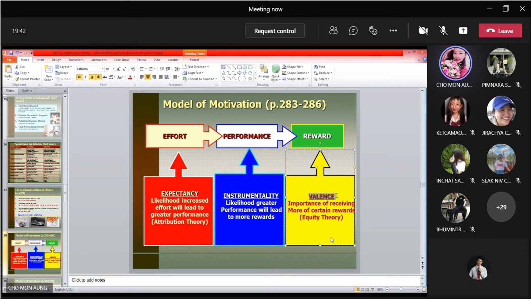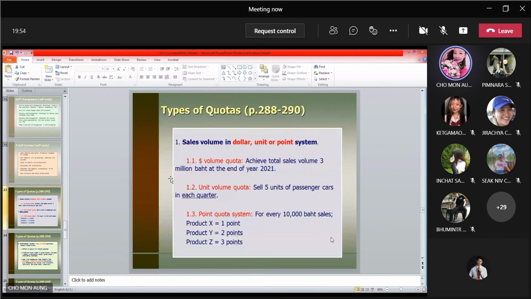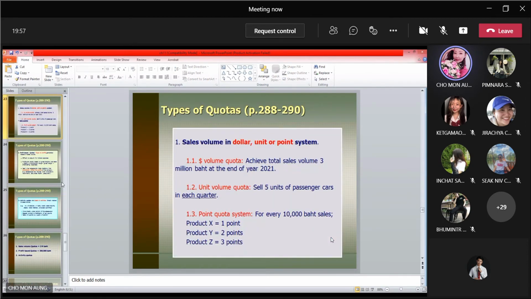So that is about the model of motivation. Then now we will come to different types of sales quota. These are additional slides. You don't have them, so you had better take a screenshot.